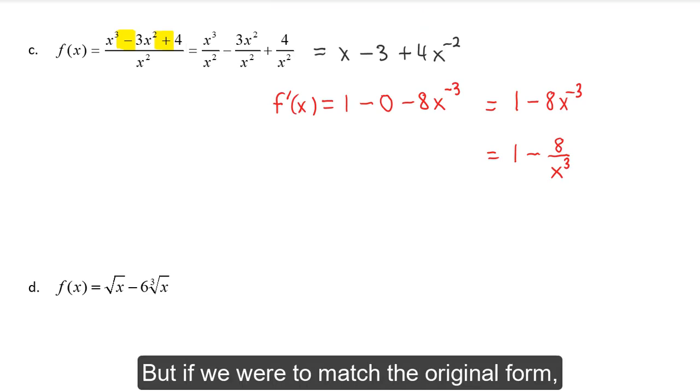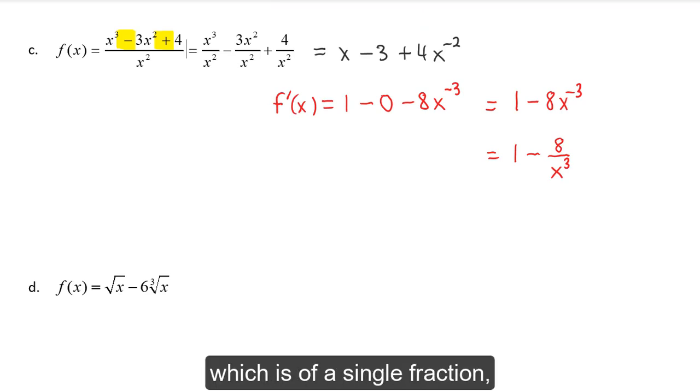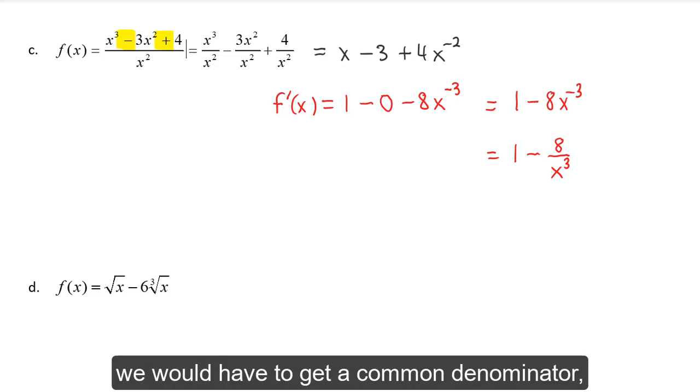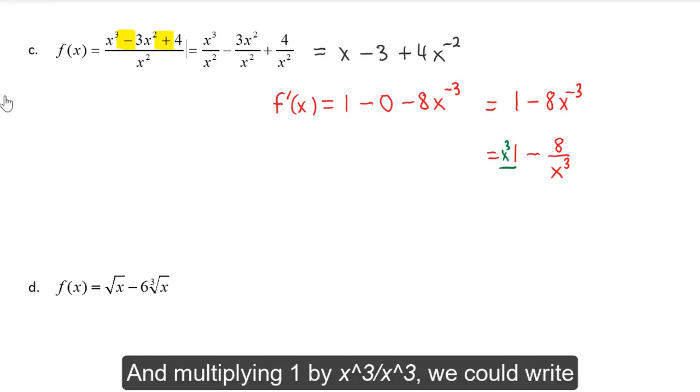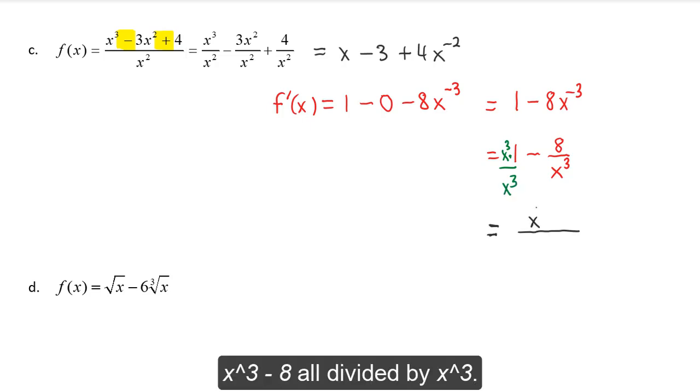But if we were to match the original form, which is a single fraction, we would have to get a common denominator, which would be x cubed. And multiplying 1 by x cubed divided by x cubed, we could write x cubed minus 8 all divided by x cubed.